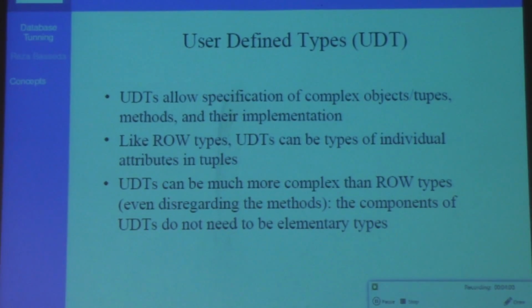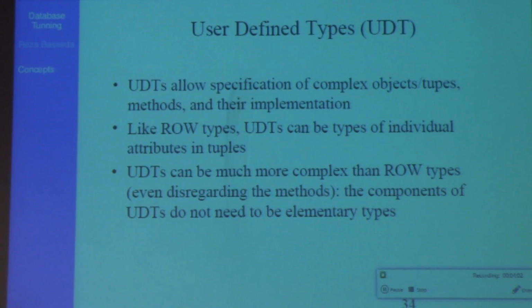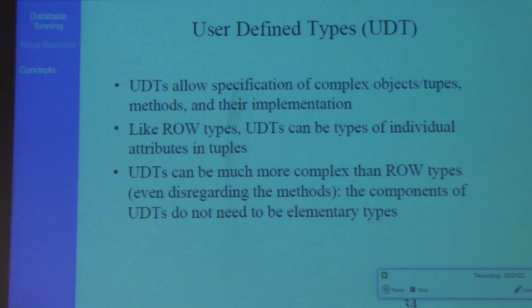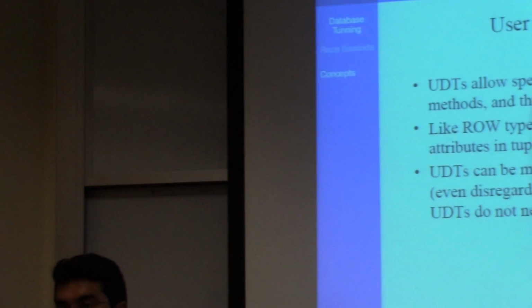In addition to row types, you can now have user-defined types. What are user-defined types? Classes. Exactly like classes. User-defined types means that the user can define them. It is a type of complex object. For example, you can have a type of a student, right? That type of a student is a new type that you are adding to the table.